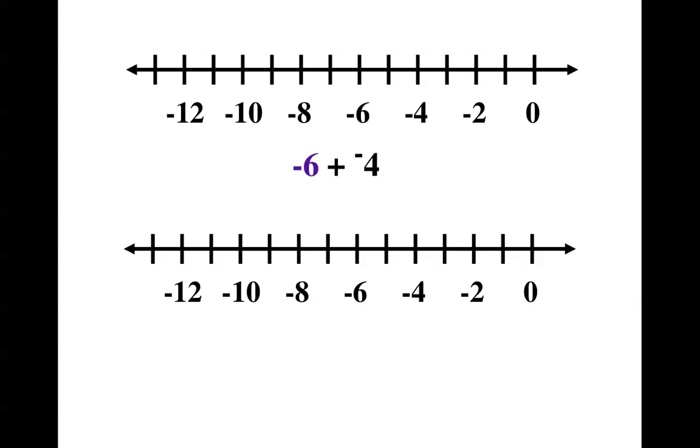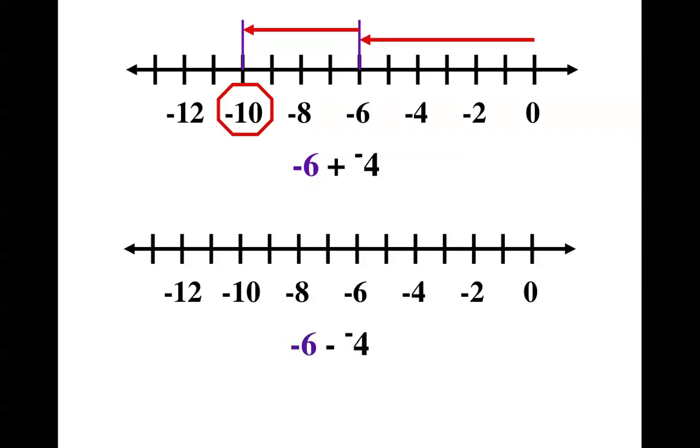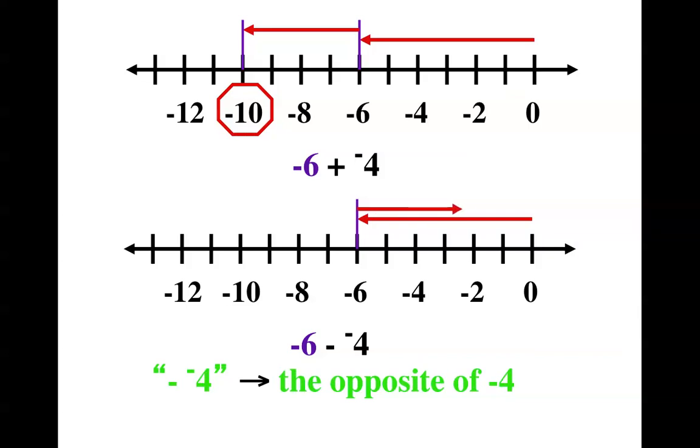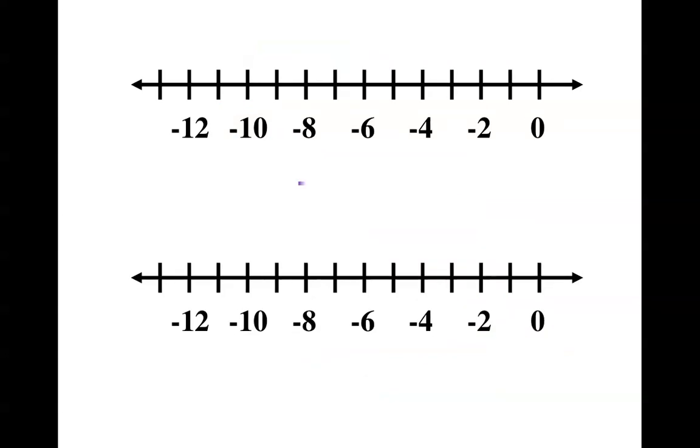We can do this with negative numbers as well. Negative 6 plus negative 4 means go to the left 6 and then go to the left 4 more. Where if I do negative 6 minus negative 4, what that means is I go to the left 6 and then do the opposite of going to the left 4 more, and the opposite of the left is to the right. And that's how the picture looks.